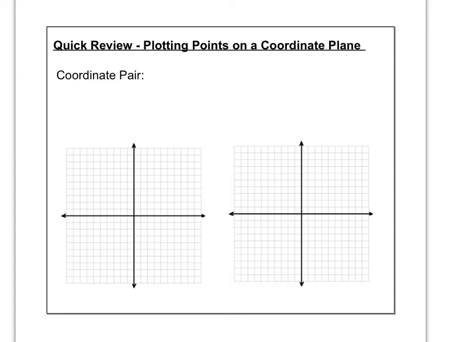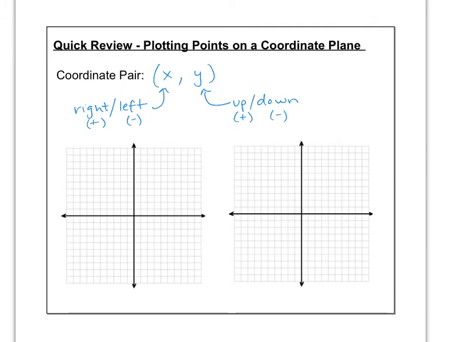Before we actually start the notes for 10.1, I want to take one slide here and remind you, how do you graph an ordered pair on a coordinate plane? Remember, an ordered pair is an x value and a y value. The x always comes first, and the x tells you to go right or left. If the x is positive, you go right, and if it's negative, you go left. And the y value tells you to go up or down. Again, if it's positive, you go up. If it's negative, you go down.